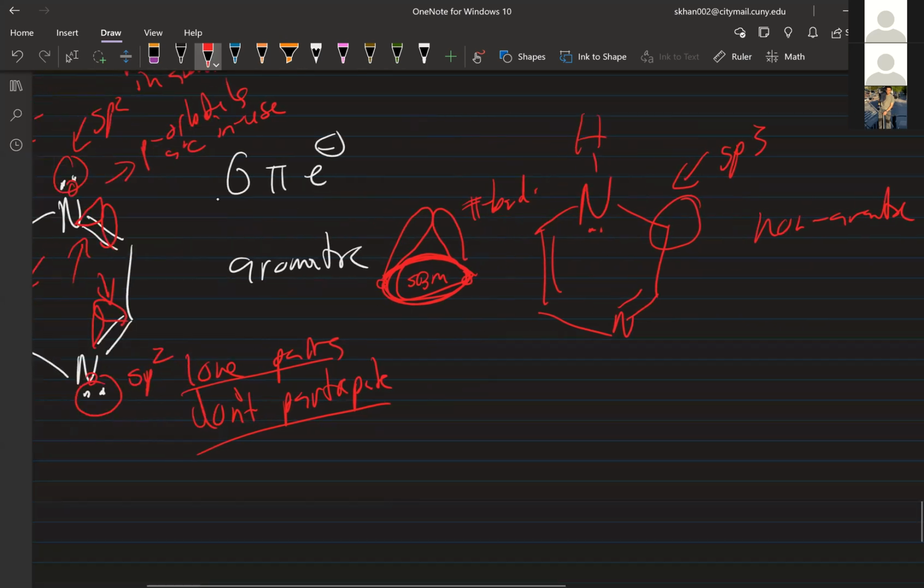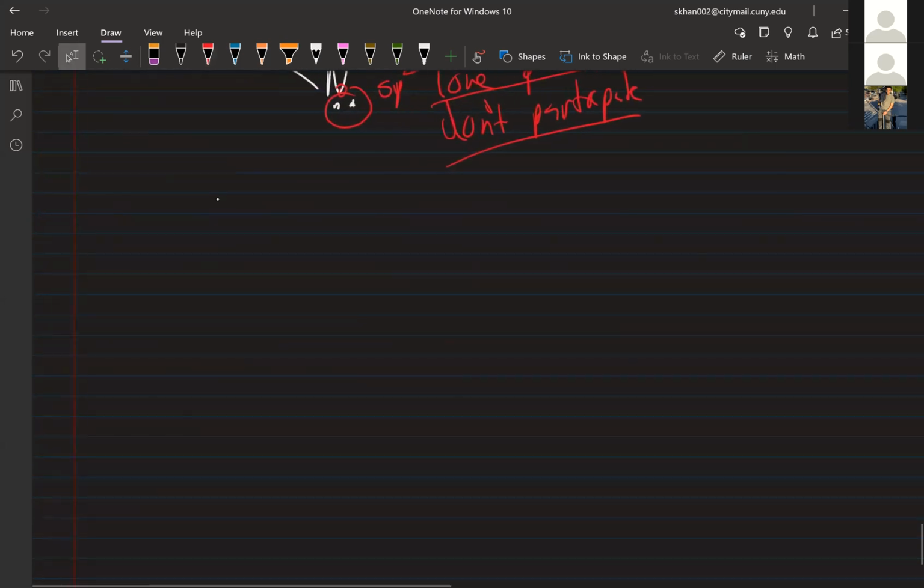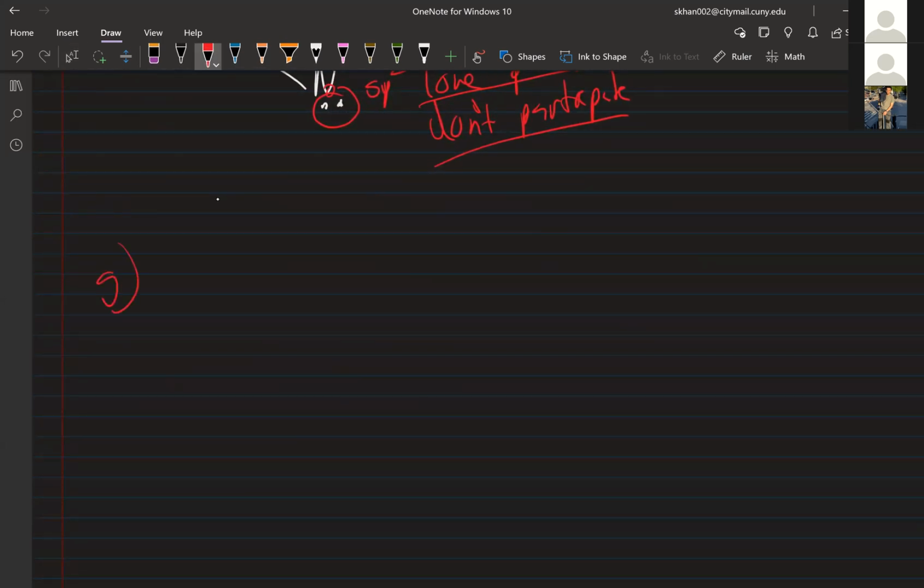Let's do one more example. That's why I like doing this hybridization example, because it kind of gives you every little bit at this point that you could deal with aromaticity.